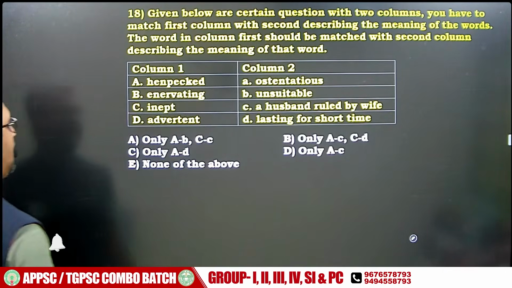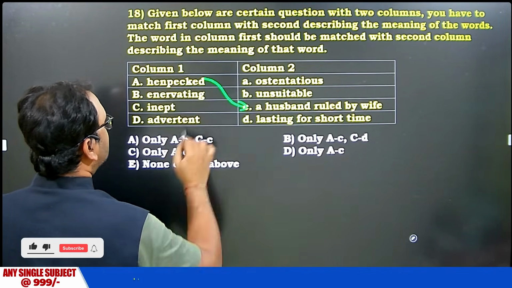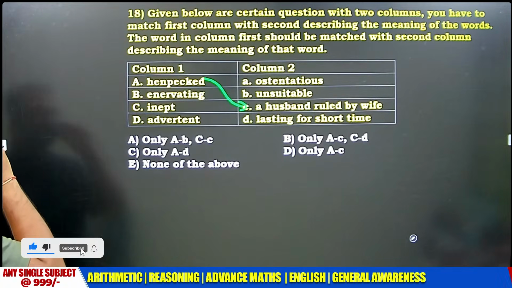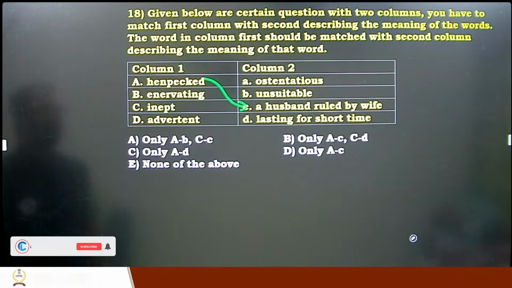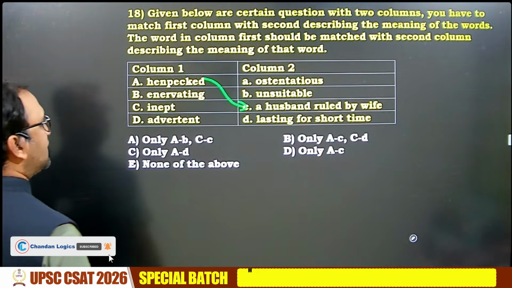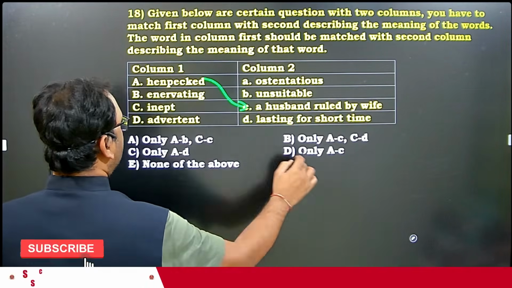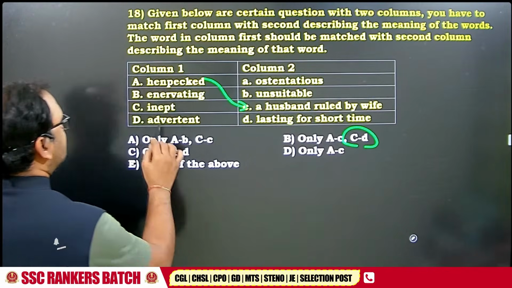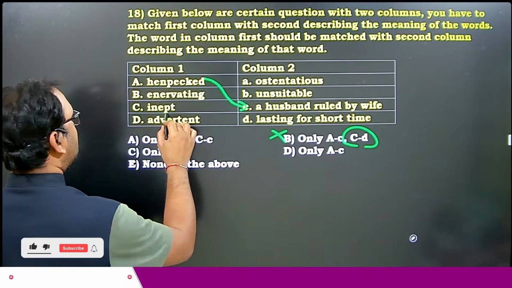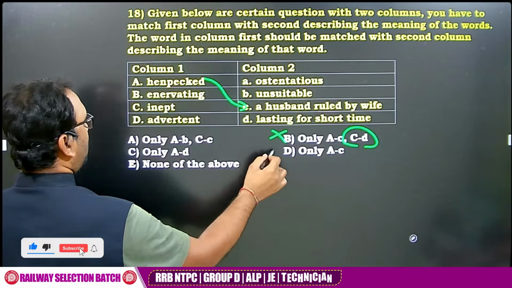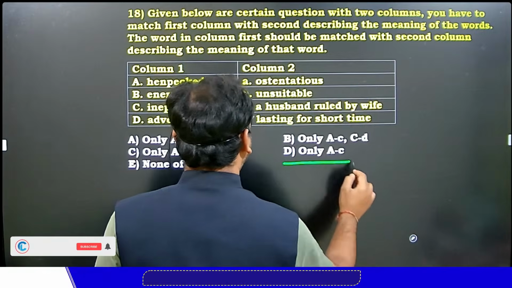Henpecked husband. A henpecked husband is a husband who is controlled by his wife. Okay. Now, generally some people will be confused. Here AC is there, but what about CD? What is C? Inept, but lasting for a short time. No. Inept means having no skills. So there is only chance with AC.